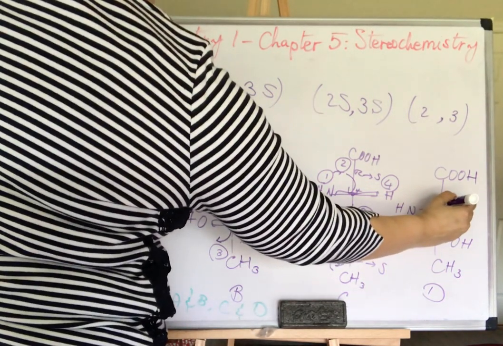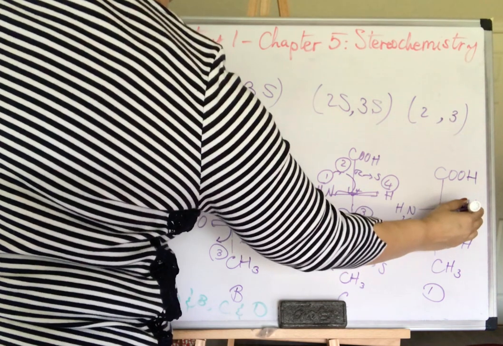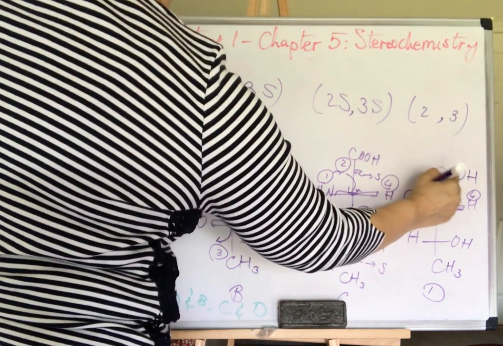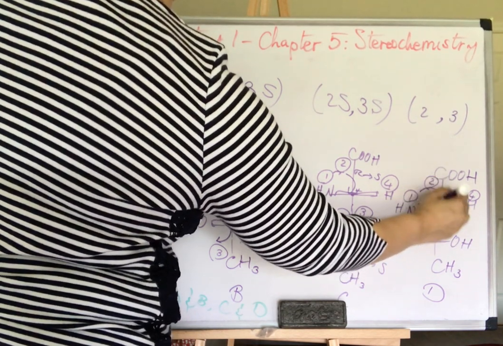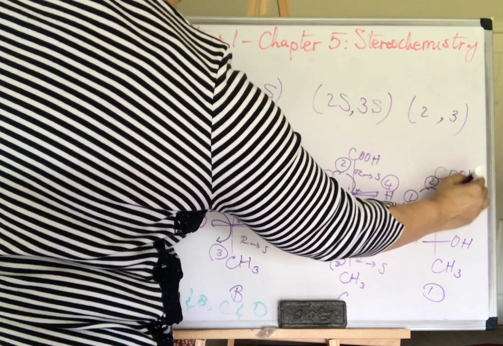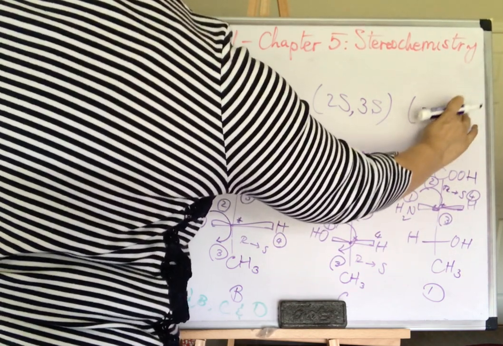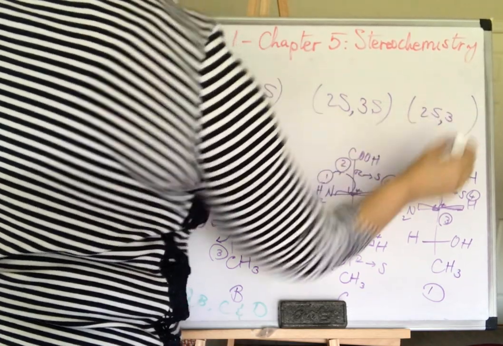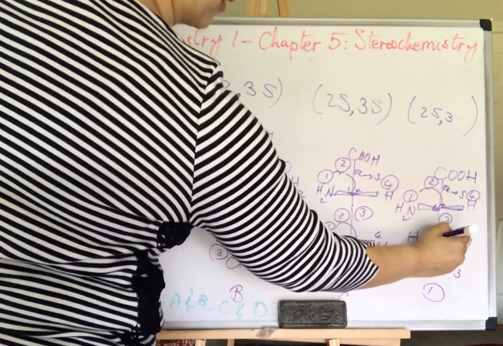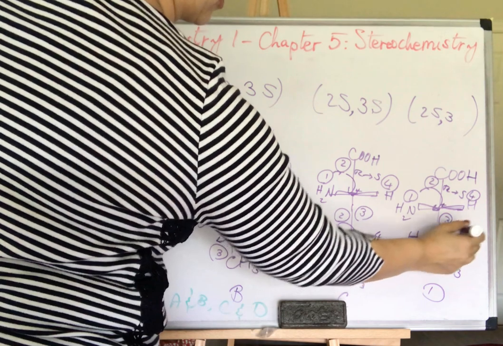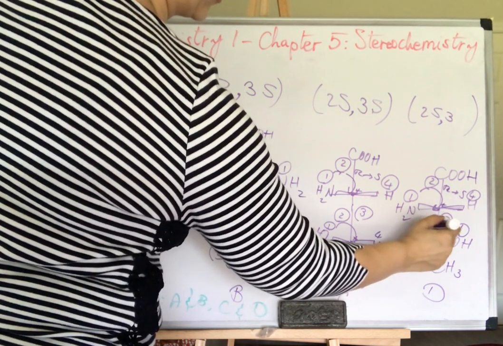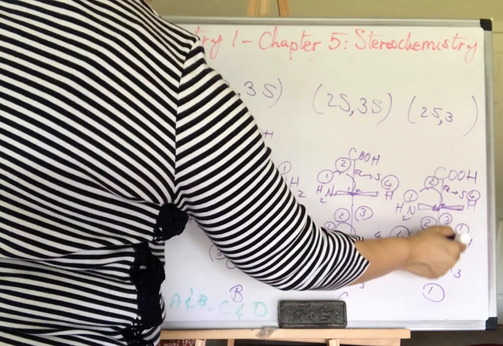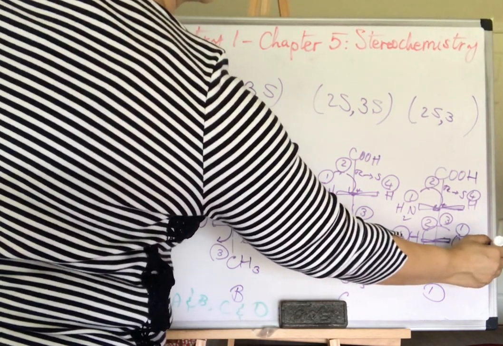Here, bow ties again. 4, 1, 2, 3. So it looks like R, but it's actually S. And bow tie. 1, 2, 3, and 4. It looks like S, but it's actually R.